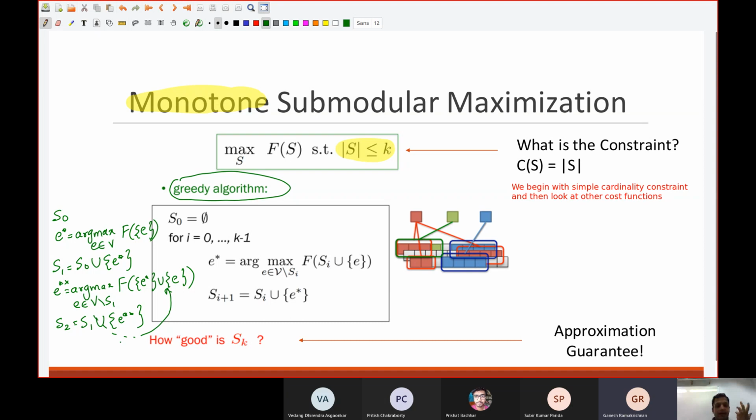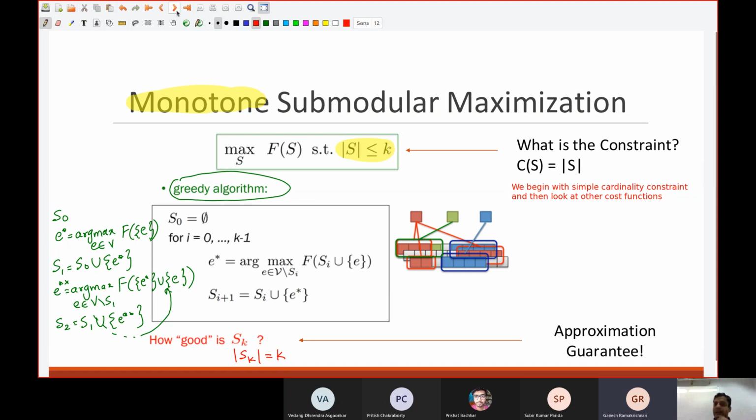So how good is this kind of SK? SK is the set after cardinality K is reached, right? So SK is such that size of SK is equal to K. So it's monotone, and obviously the function cannot decrease. It's possible that some element doesn't lead to any increase at all. That's possible. So the cardinality may be less than K. It's possible.